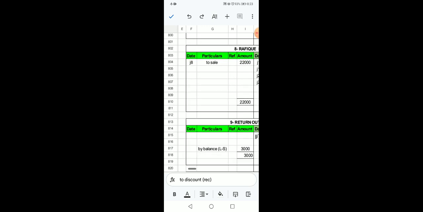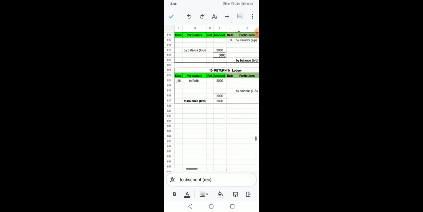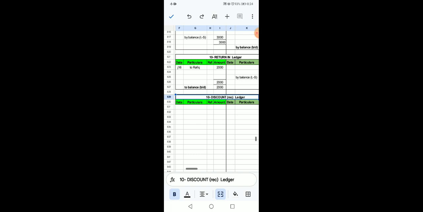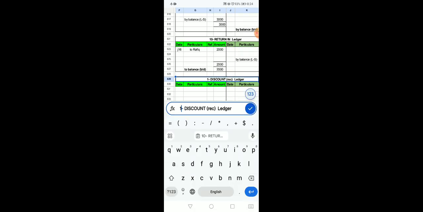So what you will do, you will make the same pattern for the ledgers. Taking headings from the previous ledger and writing the same headings. Since now we are making a different ledger, which is discount received, just mention it is discount received. All right, and the ledger number you will change, it is the 11th ledger.